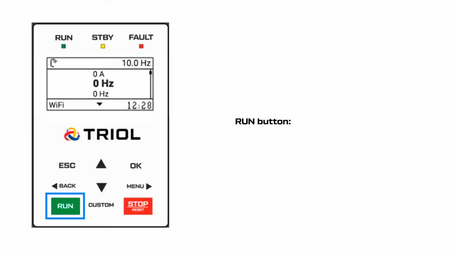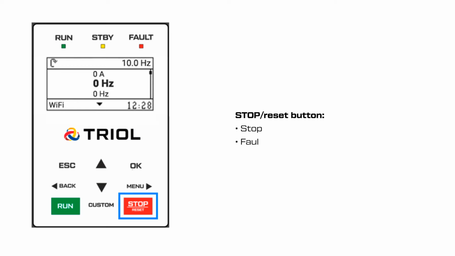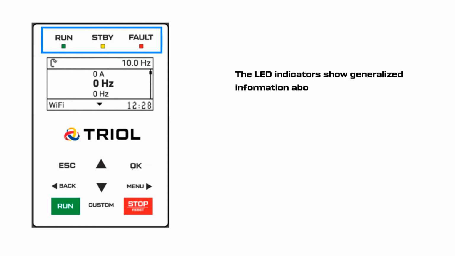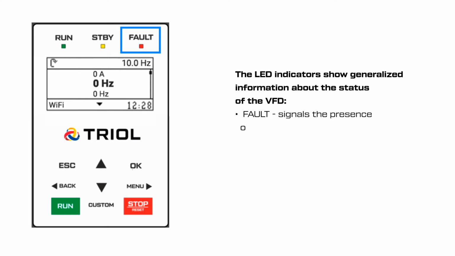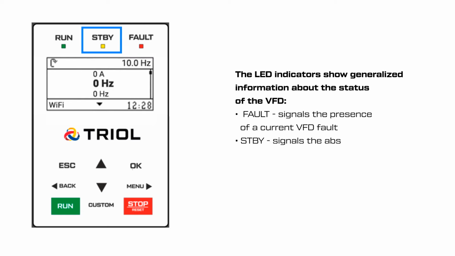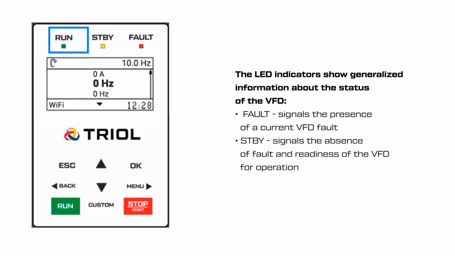Run button. Start. Stop, reset button. Stop. Fault reset. The LED indicators show generalized information about the status of the VFD. Fault signals the presence of the current VFD fault. Standby signals the absence of fault and readiness of the VFD for operation. Run signals the operation of the VFD.